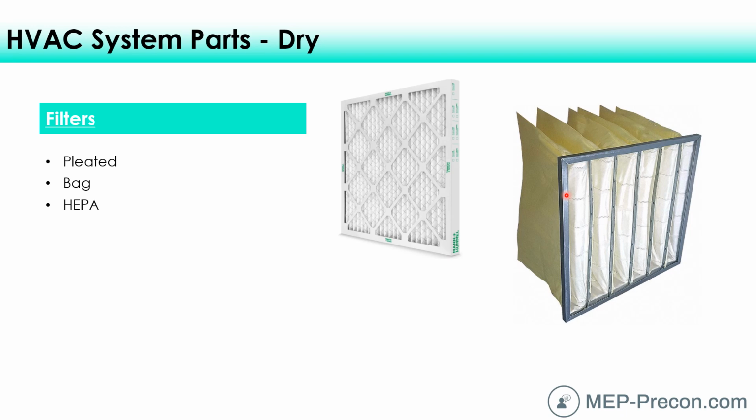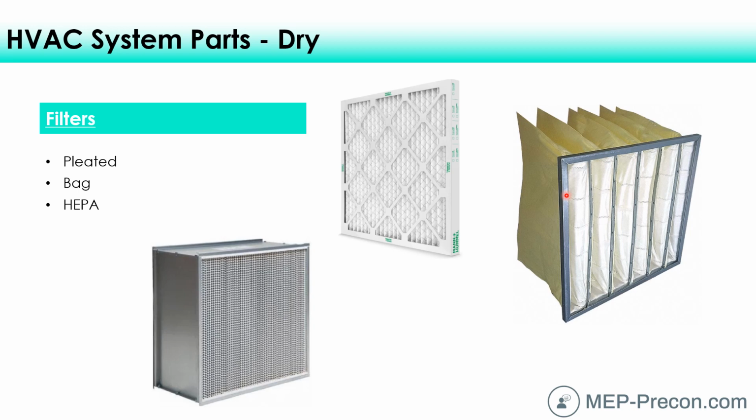Then there's HEPA filters, which stands for High Efficiency Particulate Air Filter, and these would be common in really high purity type spaces, hospitals, labs. They're usually pretty thick, either 8 inches or 10 inches thick, and these can get to about 99+% efficient as far as removing the particulates in the air.